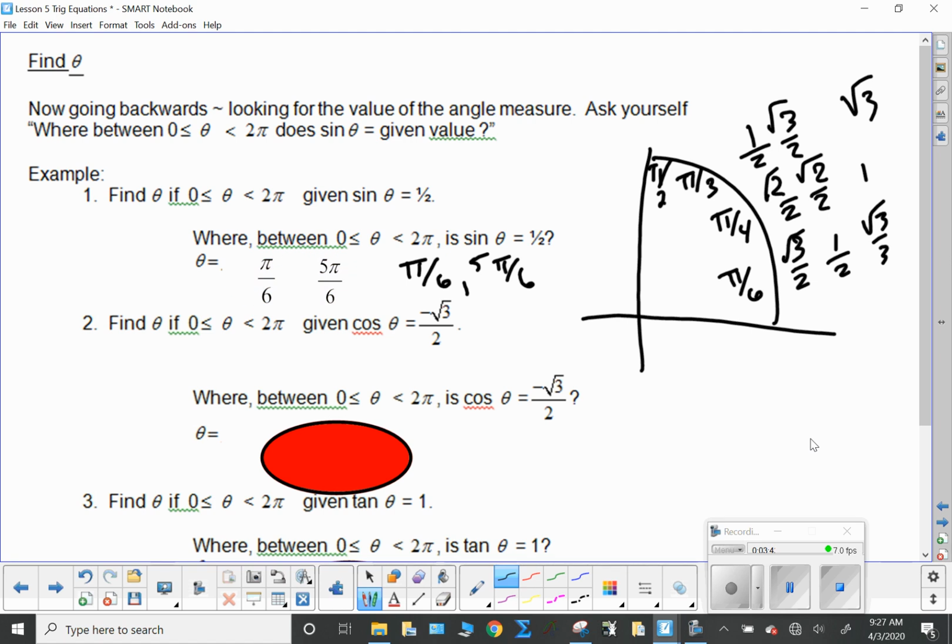And we can check our answers. Boom. Okay, for number 2, I want to find theta if 0 is less than or equal to theta is less than 2 pi, and cosine is negative root 3 over 2. Well, first, I need to find the family. So cosine being root 3 over 2 is right here at pi over 6. But when it's negative, I'm in quadrants 2 and 3. So this should be 5 pi over 6 and 7 pi over 6.